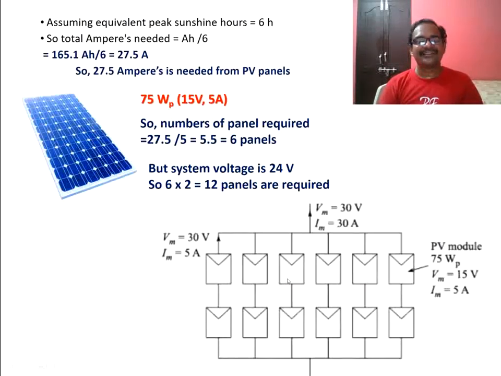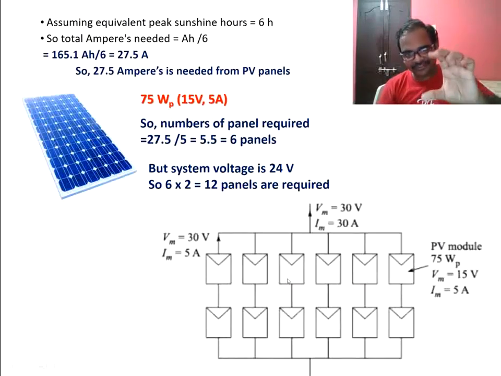So I require a string which consists of 2 PV modules, and likewise I require 6 different strings. The number of strings in this PV array is 6 and the number of PV modules in each string is 2. You can see I have given the arrangement. I have taken one single string: 15 volt and 15 volt, it is 30 volt, and the current rating is, from each panel, 5 amperes.